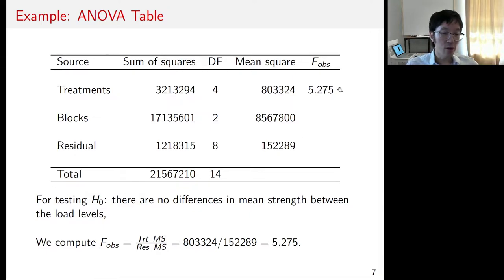Okay, so the last quantity in this table is the F statistic. Okay, so the F statistic from the equations is to take the mean square for treatment and divide that by the mean square for the residual. Okay, so I've done that down here in the last line, so treatment mean square divided by residual mean square, and that gives us the F statistic, 5.275. So that's the observed value of the F statistic. So remember that this F statistic is used to test in the presence of blocking. It's used to test the null hypothesis that there are no differences between the treatments, which in this specific example means testing for whether there are any differences in the average strength across the five different load levels.